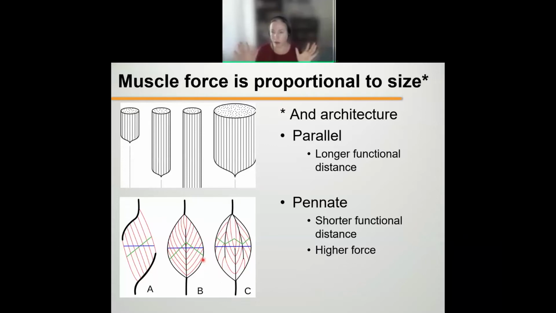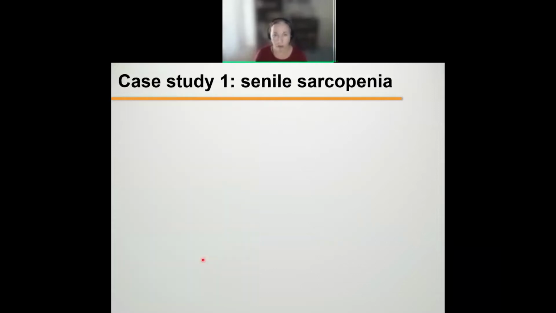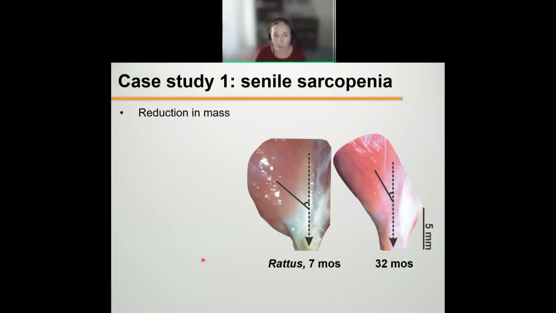Okay, so now we have pretty much all the elements we need to predict how much force a muscle can produce. But then we have the case of senile sarcopenia. So as we age, all mammals, all vertebrates, for the most part, our muscles are going to decline in performance. This is regardless of your physical status, regardless of how well you've trained your whole life. You can slow the process down somewhat if you're an elite athlete, but you cannot prevent it.